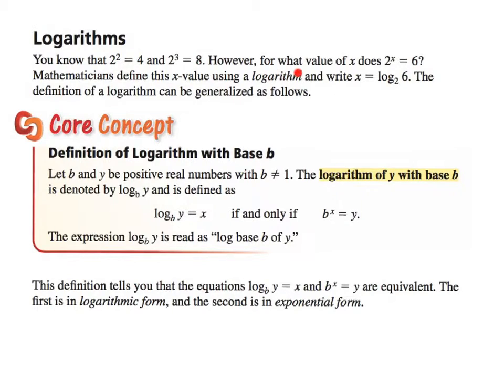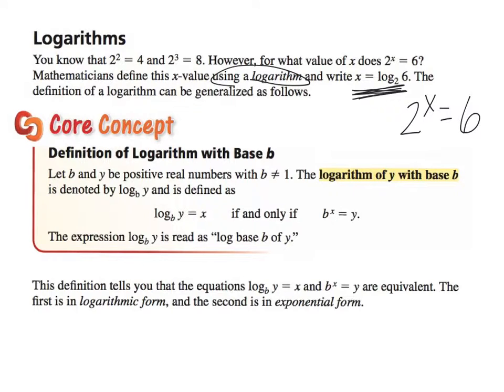So what does that look like for this, however? 2 to what power gives us 6? This is defining x using a logarithm. Since we do not know 2 to what power gives us 6, we can use a logarithm. And we write that as this.